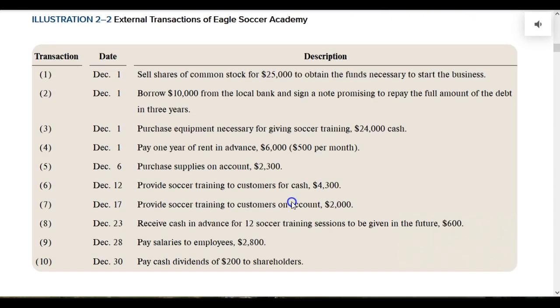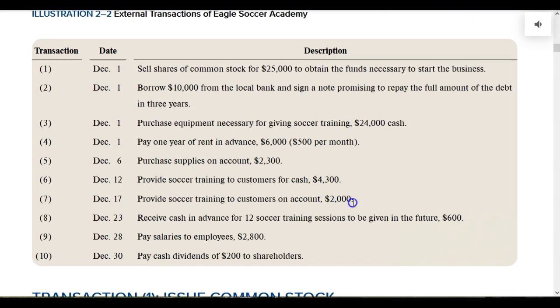Now let's look at these transactions, 1 through 10. These are the transactions for the soccer academy. And these, in fact, were the numbers we were using in the first chapter. We just did not get to that in detail at that point. So we're going to take each transaction step by step, analyze it and its impact on the accounting equation, then come back and talk about debits and credits and see how to use debits and credits to make journal entries. Okay? So look at the first one.